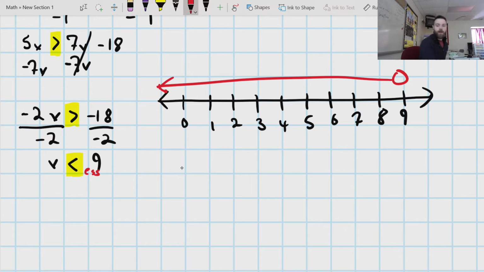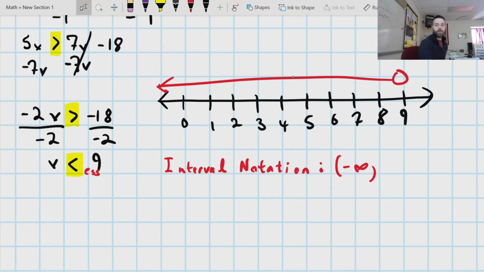And so now I can create my interval. So my interval notation, if I read from left to right, I'm coming from negative infinity, so this arrow points all the way to negative infinity.